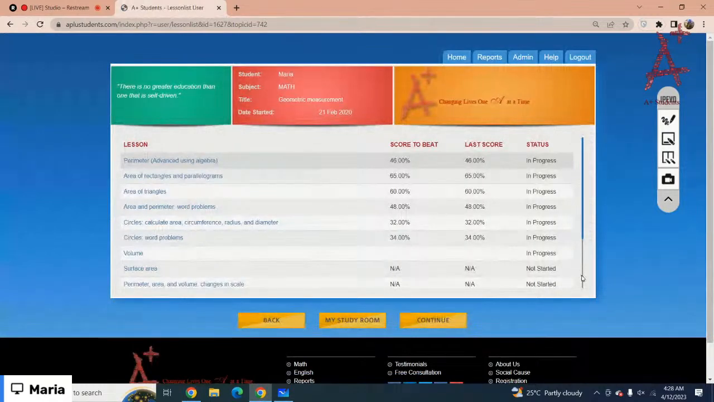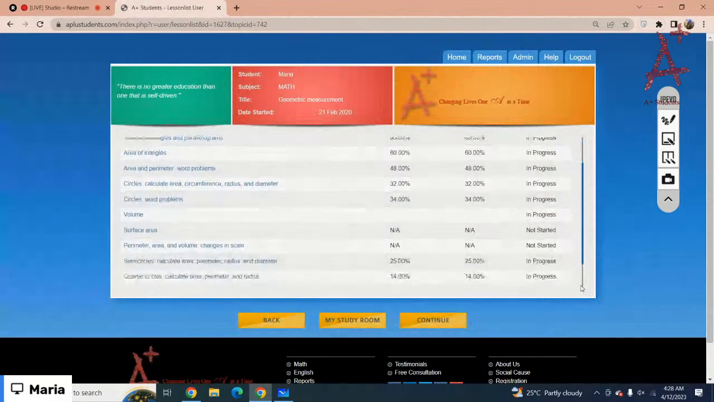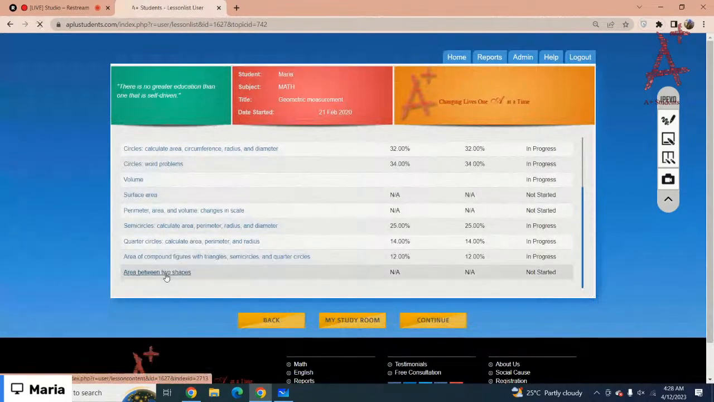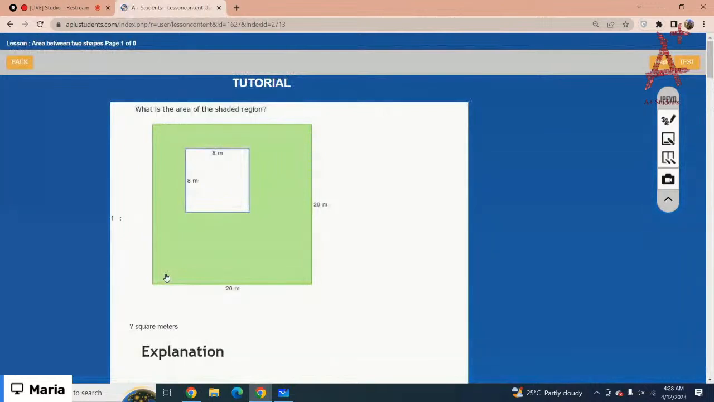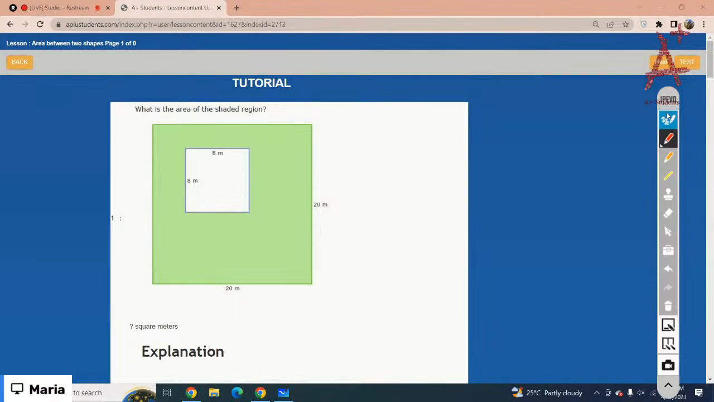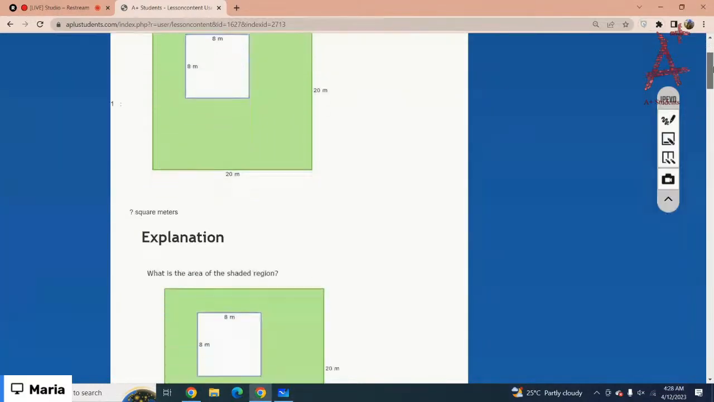Okay, the next lesson is area between two shapes. What is the area of the shaded region? You have to calculate the area of the shaded region. So what you have to do is calculate the area of the smaller shape, and subtract the area of the smaller shape out of the greater one. Because you just need to calculate the shaded area. So both the shapes are squares. Just calculate their areas. It would be side times side.